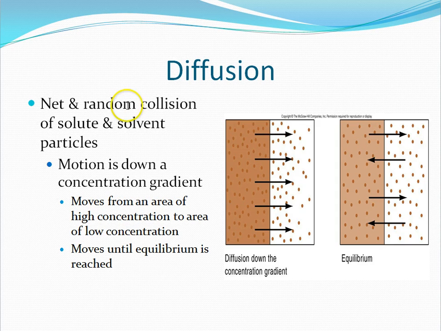As you can see here, with the direction of the arrows, we have a very high concentration of particles on this side of the membrane, very low concentration on the other side. So particles will move from this area of high concentration to an area of low concentration. They will continue to move until equilibrium has been achieved.